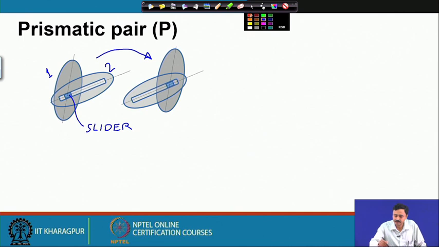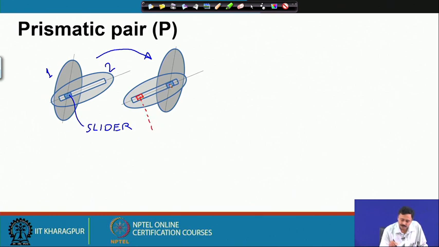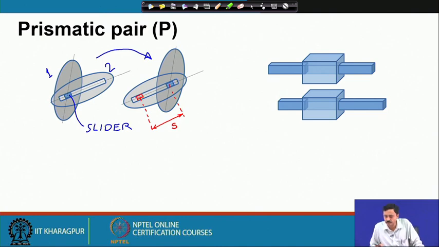So, if you specify where the slider is from a certain datum position, if you specify this distance, the sliding distance, then the location of the slider relative to the datum position is completely specified. So, in a prismatic pair as well, you have a pair variable which is S, and there is only one pair variable. This is a 3-dimensional visualization of the prismatic pair. As you can see, the slider can only slide without rotation. So, there cannot be any rotation. Here also there is area contact.